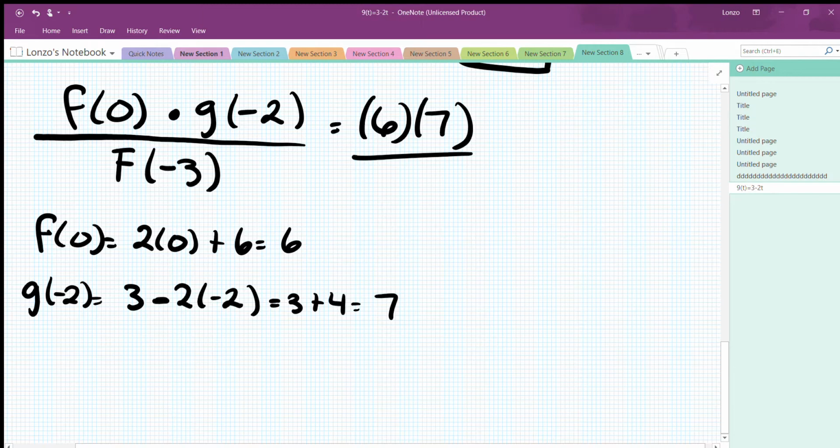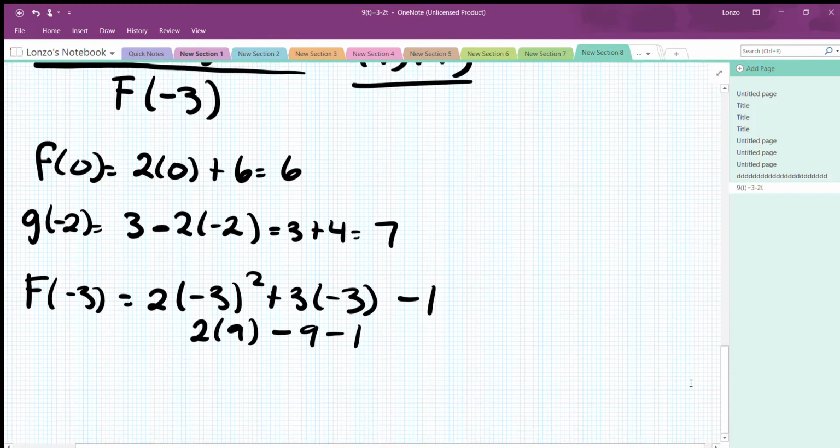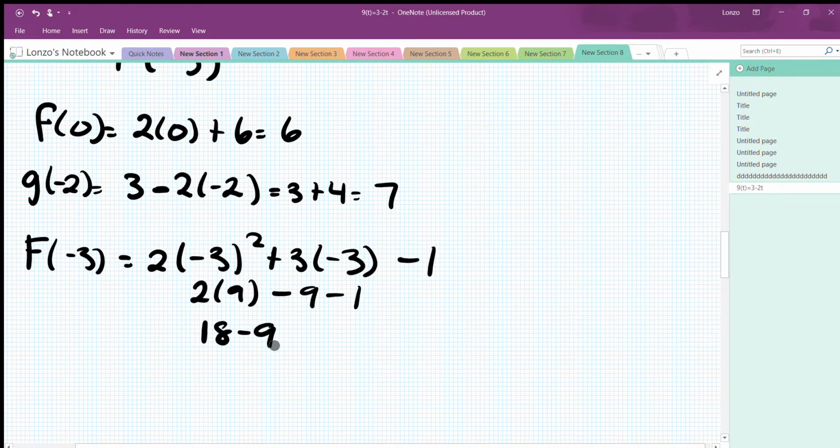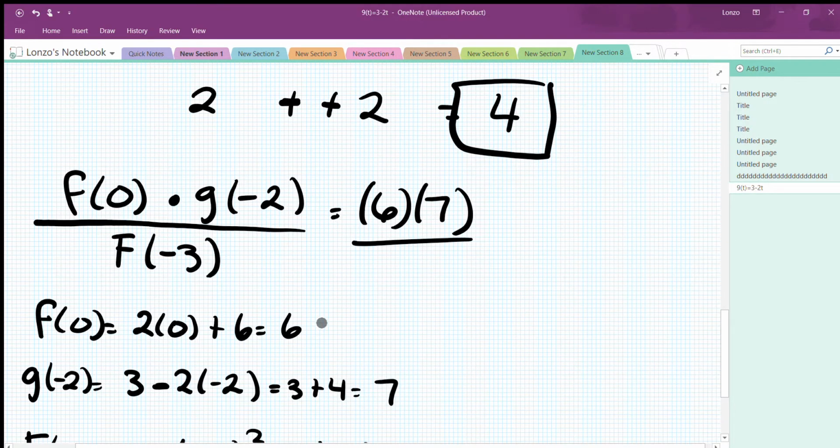And then when you plug in f of -3, because you're going to divide this, right? You're going to get 2 times -3 squared plus 3 times -3 minus 1. You're going to get 2 times 9 minus 9 minus 1. And then you're going to get 18 minus 9 minus 1, and you're going to get positive 8. Whoops, too fast. So over here, we got 6 times 7, which we got from here, and then f of -3 is positive 8. And when you do the calculation, you're going to get 42 over 8, or you can rewrite that as 5.25 in decimal.